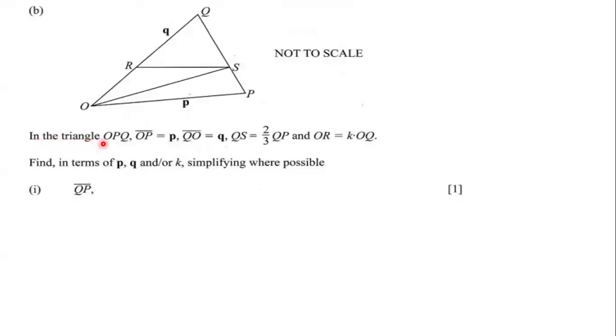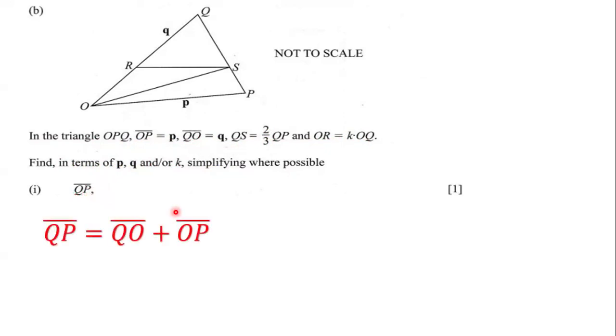In the triangle OPQ, OP is equal to P, QO is equal to Q, QS is equal to 2 over 3 QP, and OR is equal to K times OQ. Find in terms of P, Q, and K, simplifying where possible, the vector QP. Now, what is the vector QP?